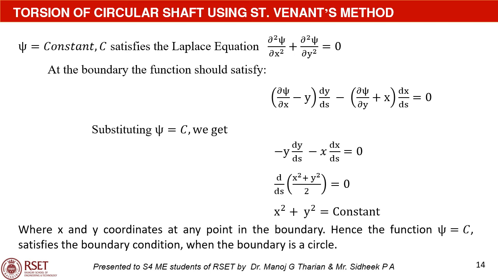That is, the Saint-Venant's warping function psi is equal to constant satisfies the boundary condition when the boundary is circular. That is, the warping function psi is equal to constant is a suitable warping function for a circular shaft.